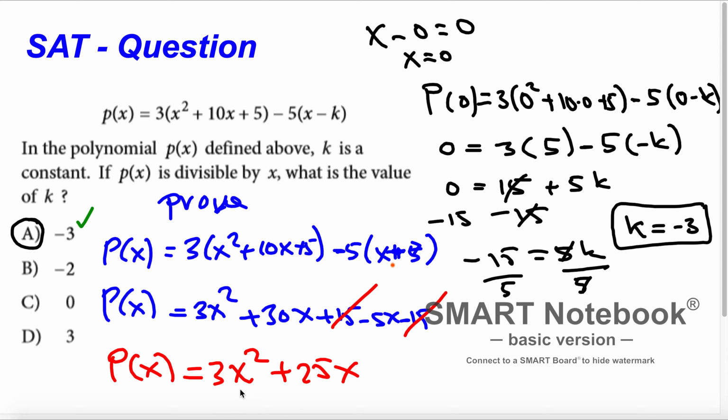Now if we divide this polynomial by x, it is divisible by x because this is factorable. So P of x is equal to x times 3x plus 25. So it means we divide by x, so this polynomial is divisible by x. So we already proved it. So the right answer is answer A.